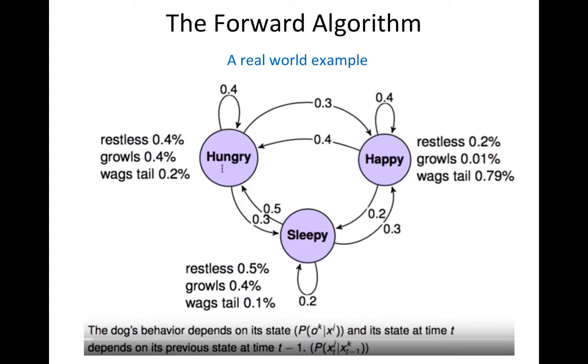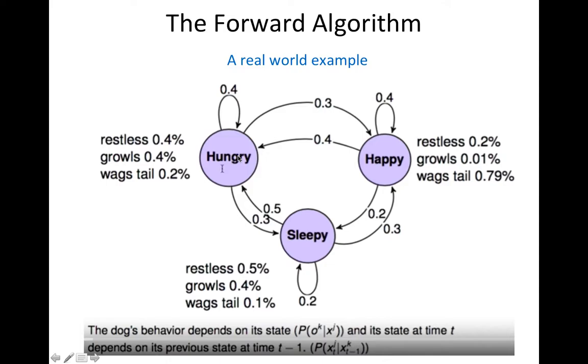You have states here. Let's say that there is a dog, and it is sometimes hungry, happy, or sleepy. So these are the hidden states. And there is a transition. The dog can go from the hungry state to a happy state with a probability of 0.3, from happy state to hungry state with a probability of 0.4, and also from hungry to sleepy with these probabilities, happy to sleepy, and it can keep on going from hungry to the hungry state.